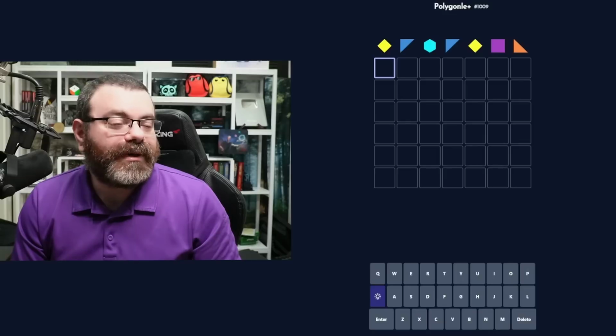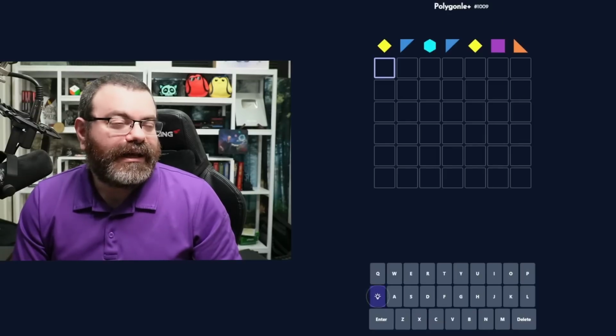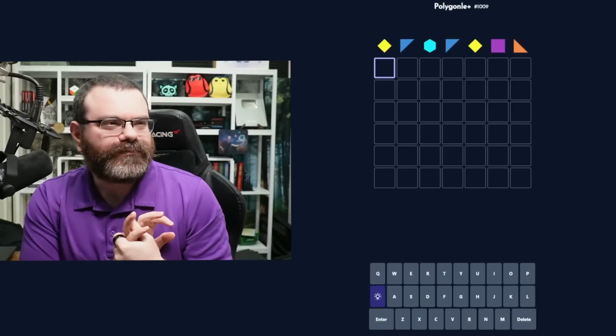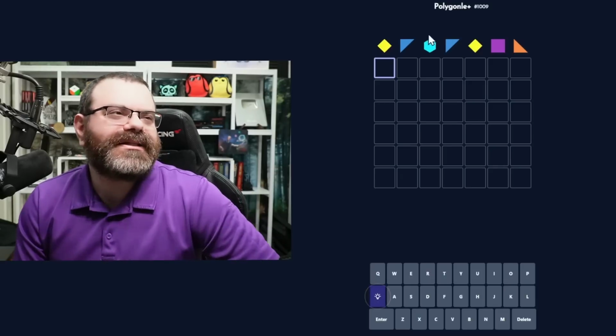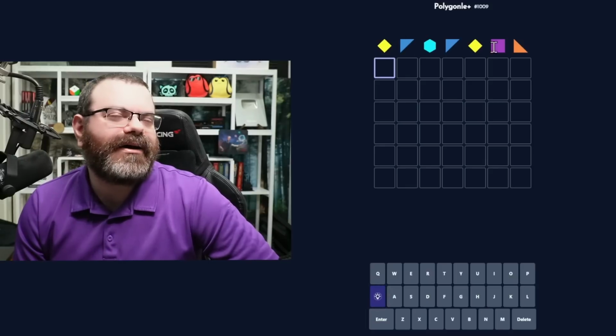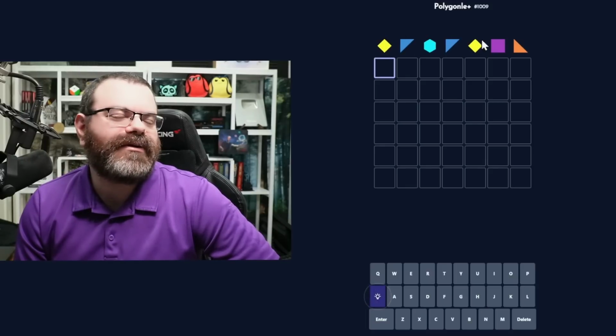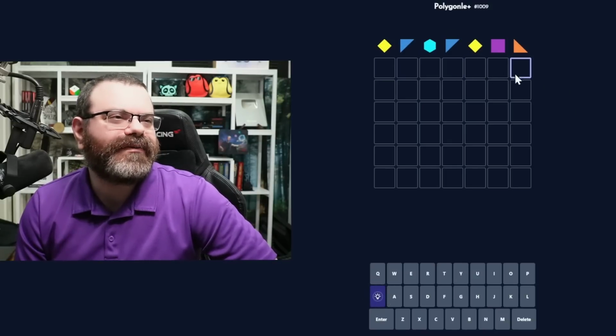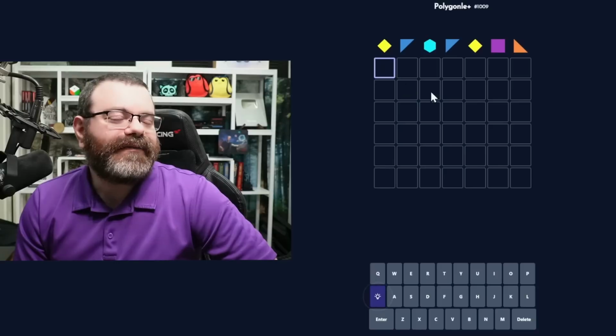All right. Polygonle. I can't zoom this in the same way I used to. I'm not sure why, but I think this is the best I got. So the way this game works is we need to match the pattern up here. If a letter repeats, then the symbol repeats. If the symbol doesn't repeat, it has to be a different letter, right? So we've got a 7-letter word today.